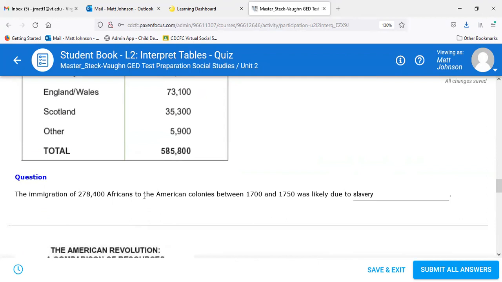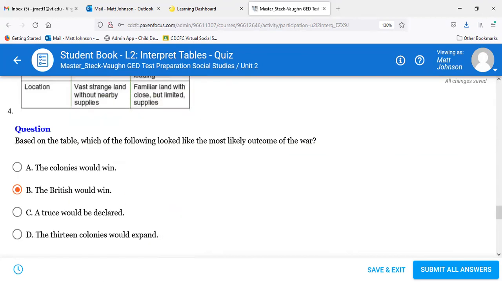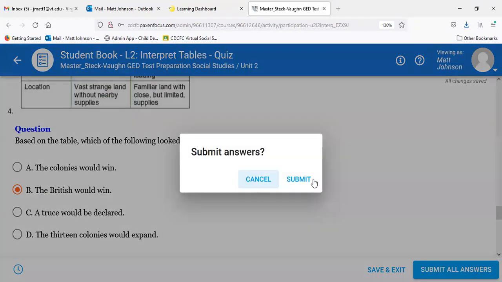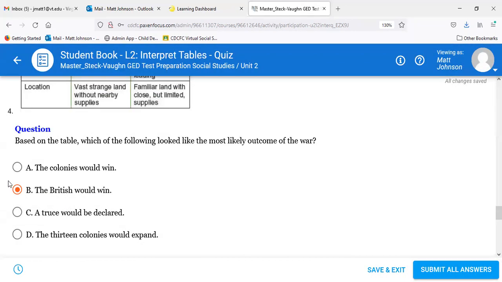So immigration of 278,400 Africans to the American colonies was likely due to slavery. That's number 5. That's the last one. I'll go ahead and submit the answers, and I'll run through all of them real quick. Okay.